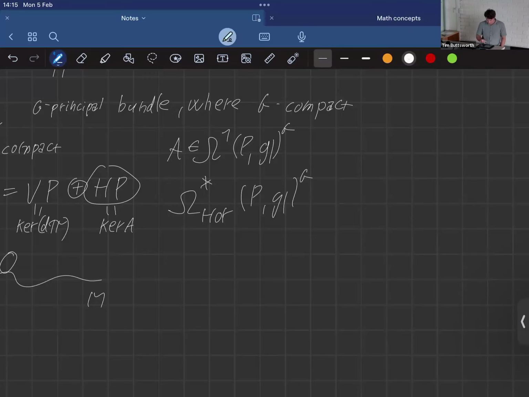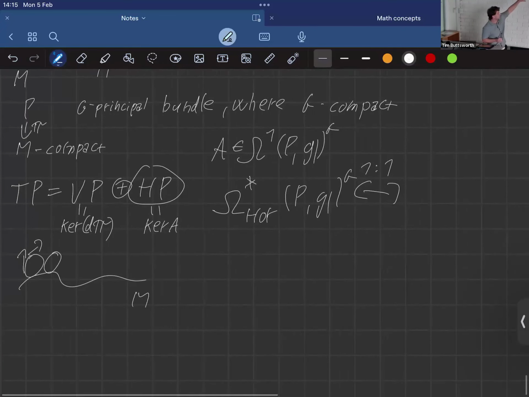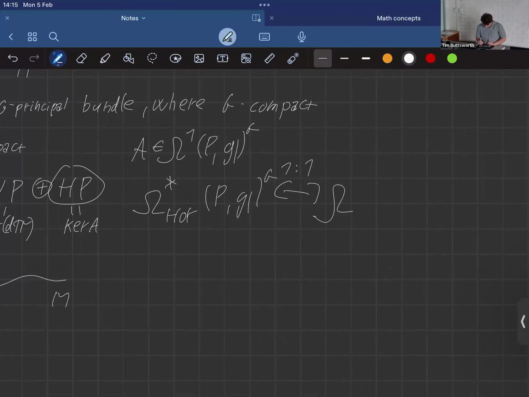So what we can do now, we have this one-to-one correspondence between horizontal forms above, by above I mean in the total space, and the same forms below, just on the base space. Very important.